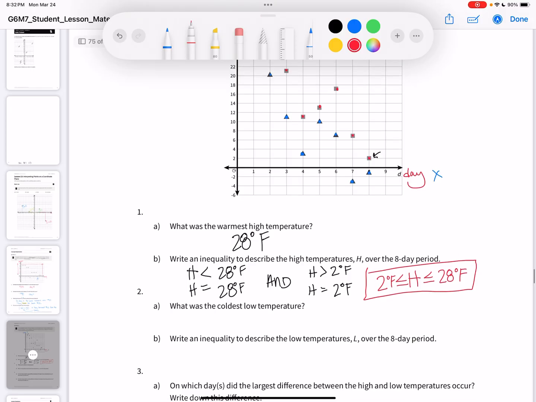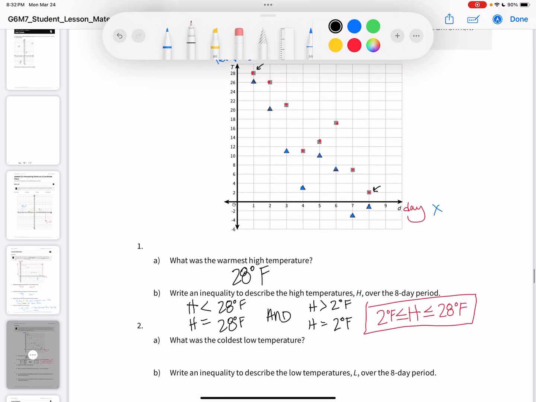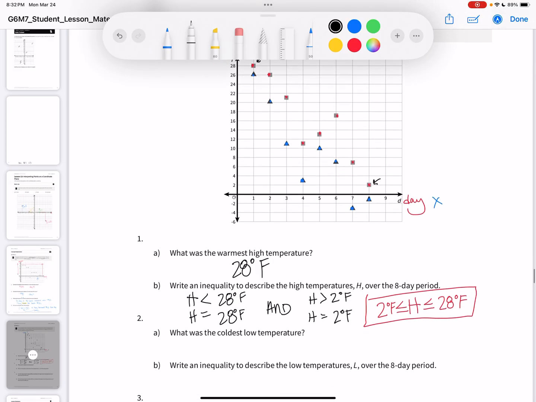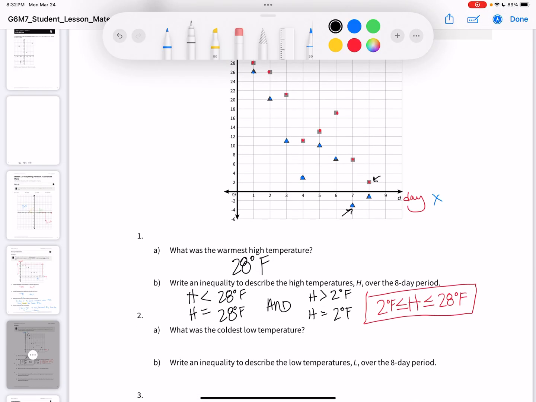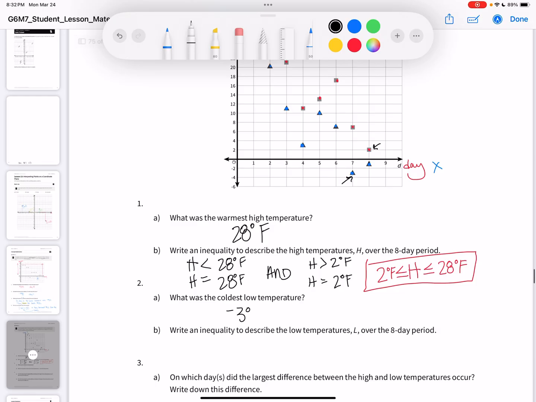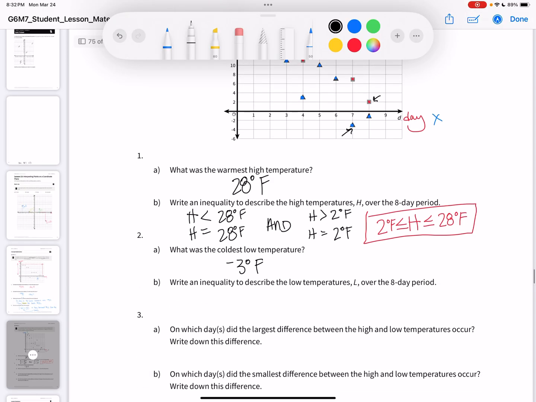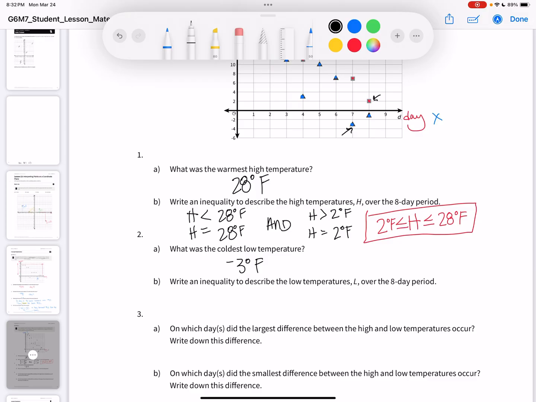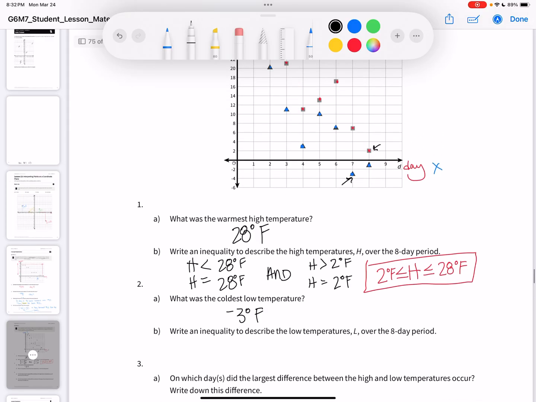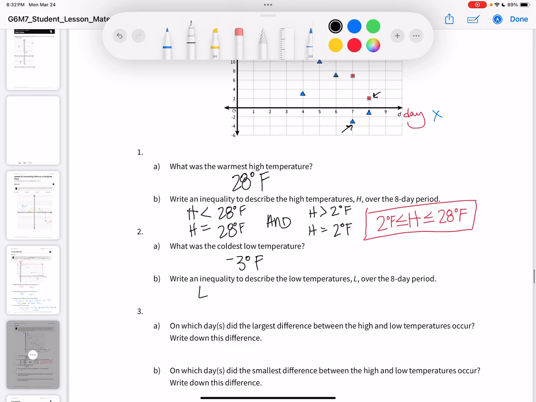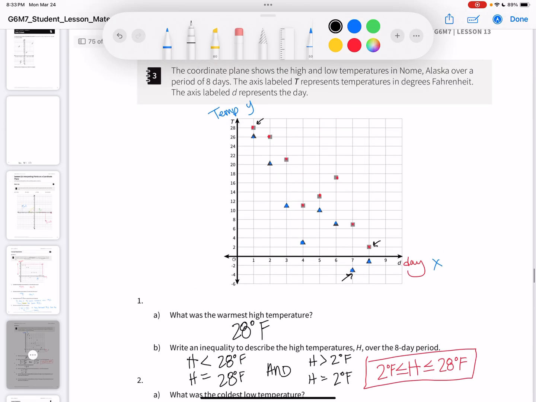All right, what was the coldest low temperature? Okay, now we're looking at our blues. So we want the coldest temperature, which is the dot that's furthest down. So that looks like this one right here, which is -3 degrees Fahrenheit. B says, write an inequality to describe the low temperatures L over the 8-day period. Well, we know that our lowest L is -3 degrees Fahrenheit. So L is going to be greater than or equal to -3 degrees Fahrenheit.